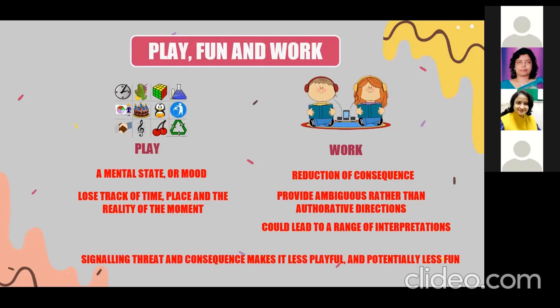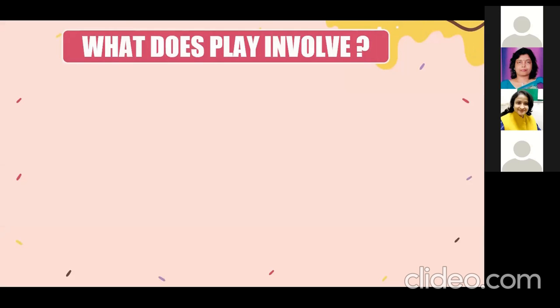So here I would say that signaling threat and consequence makes it less playful and potentially less fun. When we give a threat and when we signal consequence, it makes it less playful. And obviously, there is less fun in the process. Now, let us go on to the next aspect. What does play involve?